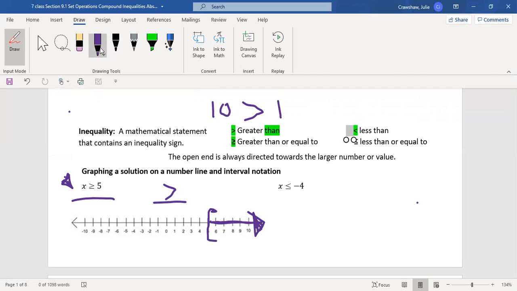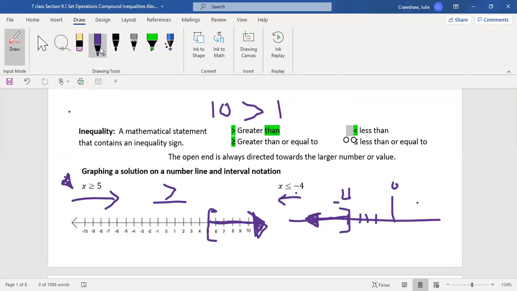As opposed to if I have x is less than or equal to -4, we'll say that's 0, and we'll just put 1, 2, 3, 4. So now it's going to be going in the other direction because x is everything smaller than -4 or equal to -4. So notice that as long as the variable is on the left, wherever the inequality sign is pointing, that is how the graph is going to go. But again, the variable has to be on the left-hand side.